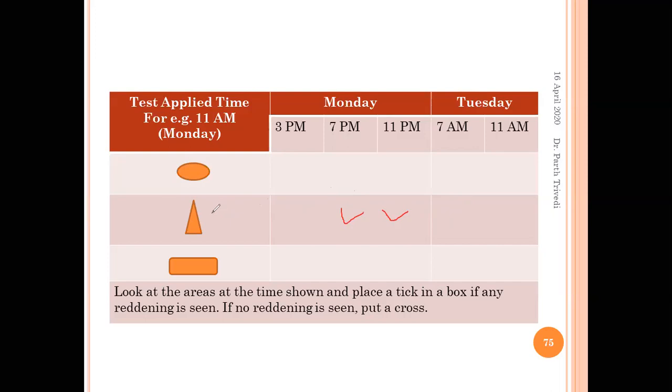So look at the areas at the time shown and place a tick in the box if any reddening is seen, and if no reddening is seen, you put a cross. For example, you'll put a cross over here, you'll put a cross over here. If you have not seen any reddening, you'll put a cross. If you have seen it, it came at 7 p.m., which has come last and disappeared first. Okay, so this becomes your erythemal dosage, which is your 60 seconds.